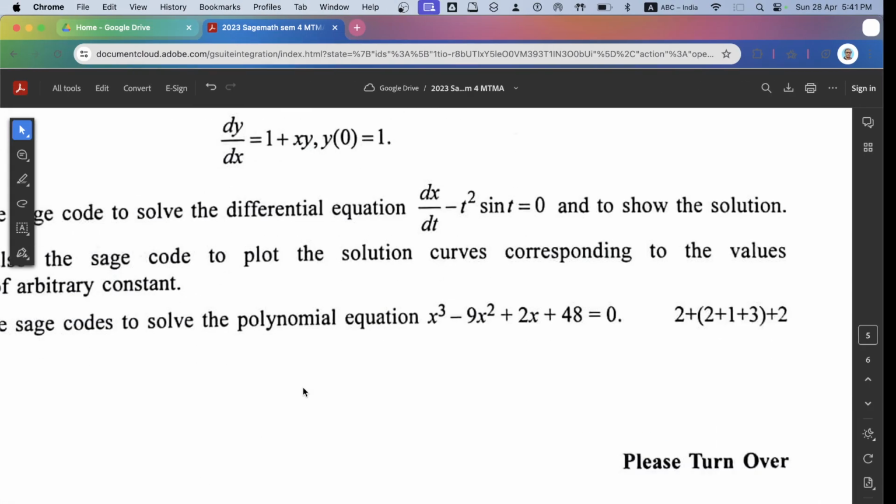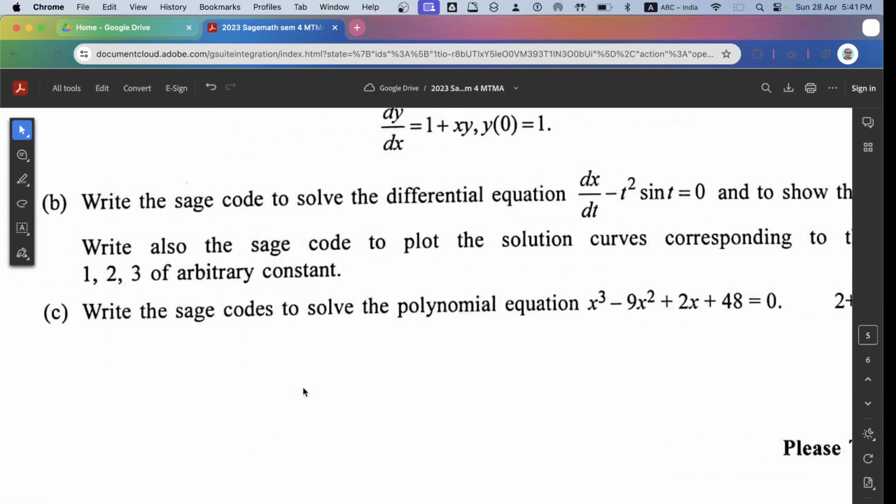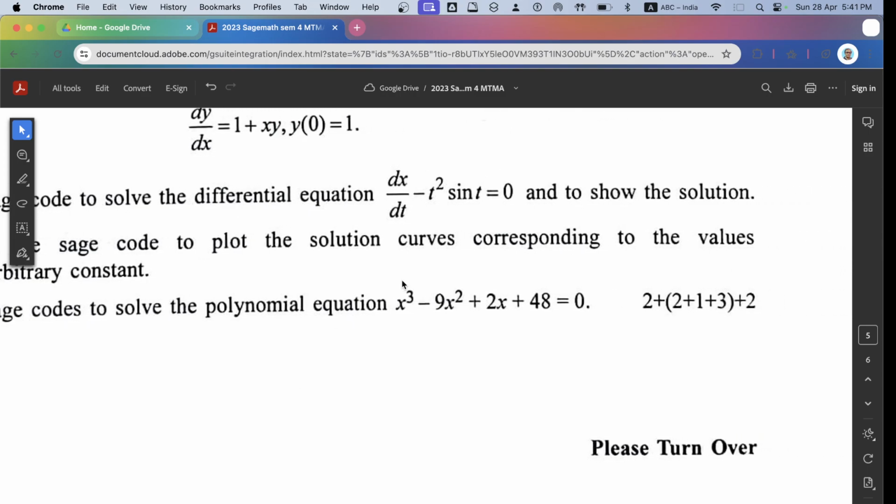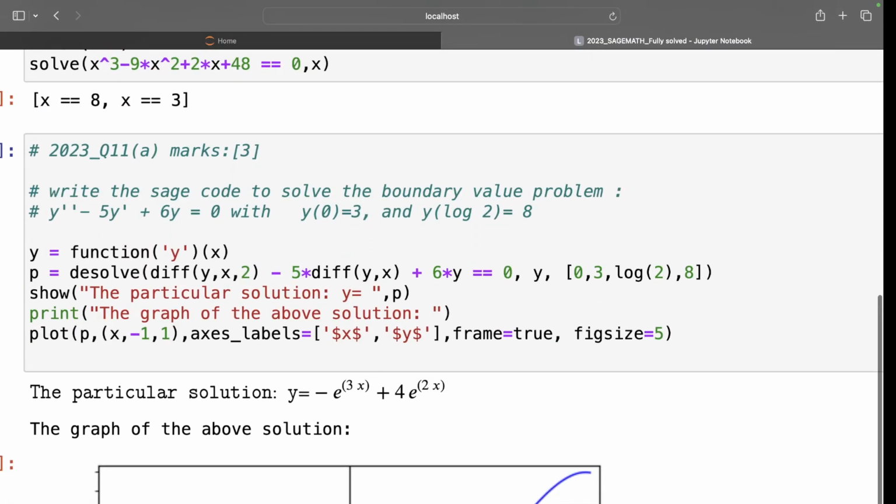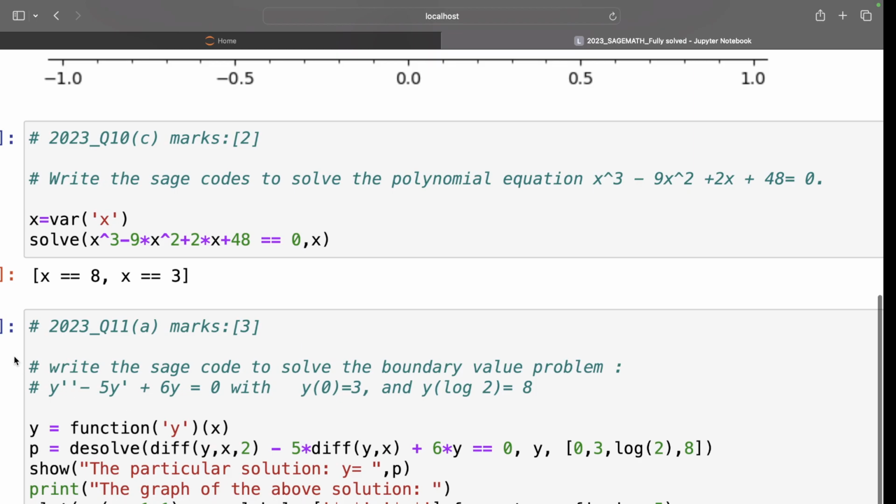Next question. Question C: write the Sage code to solve the polynomial equation x cubed minus 9x squared plus 2x plus 48 equal to 0. x is the variable x, use the inbuilt solve function in Sage: solve x cube minus 9 star x square plus 2 star x plus 48 equals to 0, comma x. So the output is x equal to 8 and x equal to 3. Let us solve the polynomial equation.